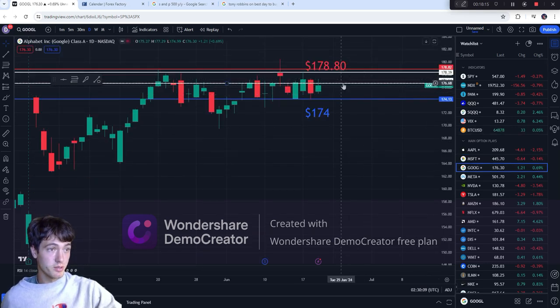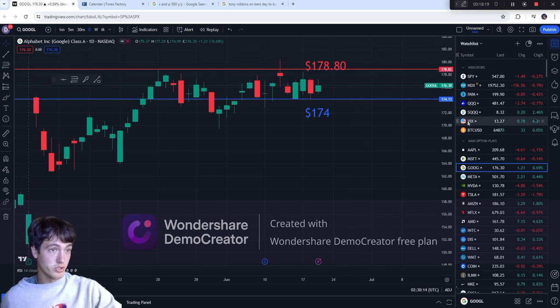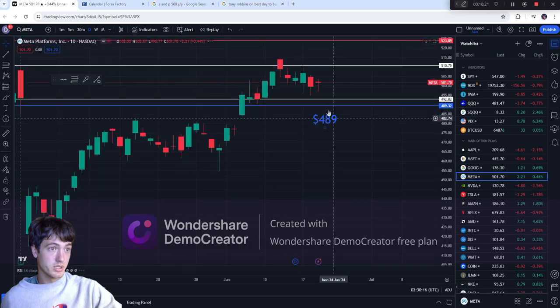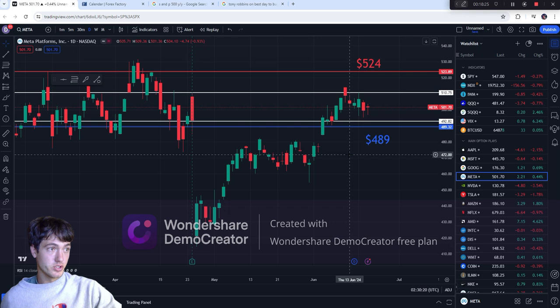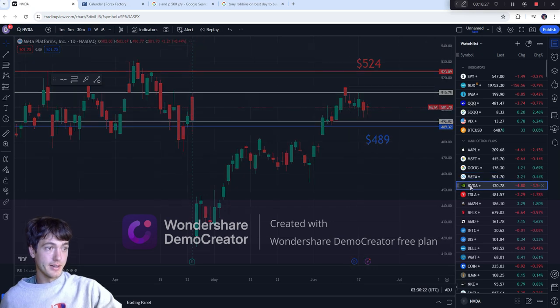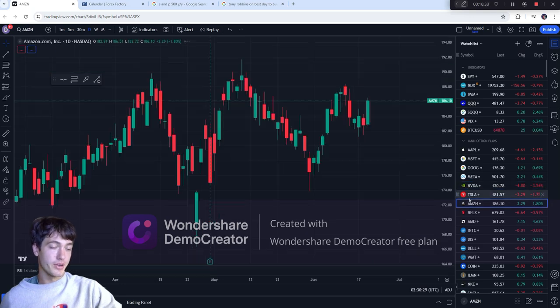Google pretty much stuck in between support and resistance still, so just watch those two levels. Meta is stuck between support and resistance as well. Just watch those two levels. Not too much movement on those guys. You know that these AI sectors are really what's pushing the market nowadays.